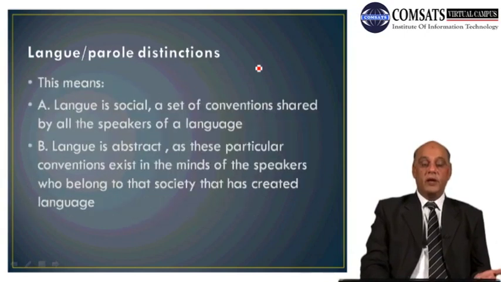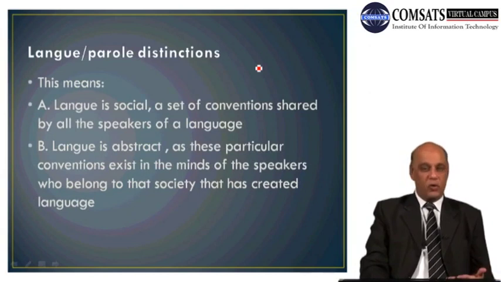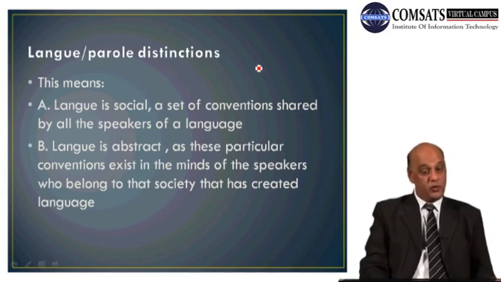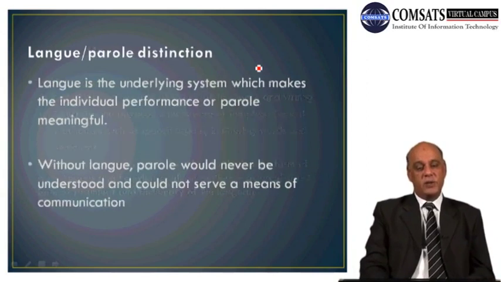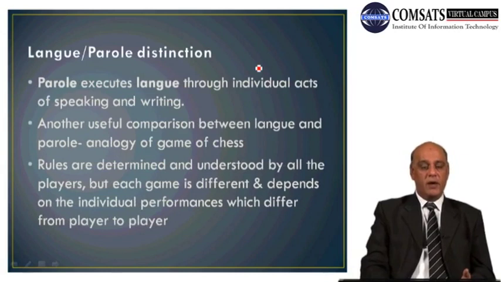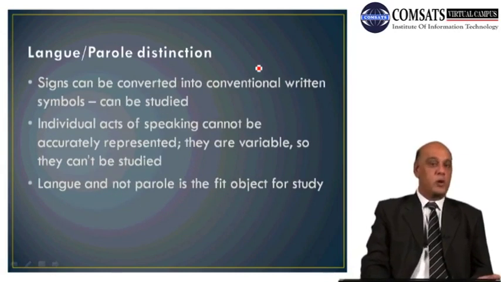And we see that Langue cannot be changed. Langue is permanent, and the parole is different. Parole is changed, it's variable, it varies from individual to individual. Langue is related with the brain, the rules, and parole is related with the individuals. Then we saw its relationship with another distinction, which is competence and performance, given by Noam Chomsky.